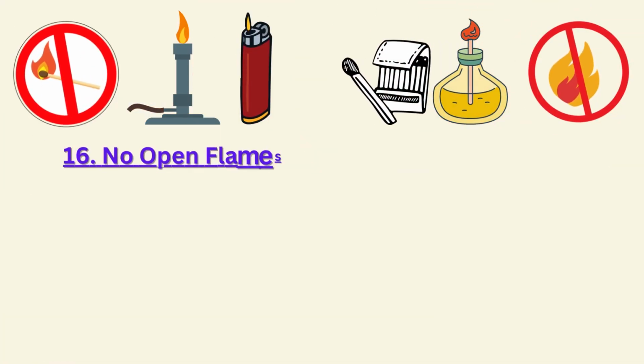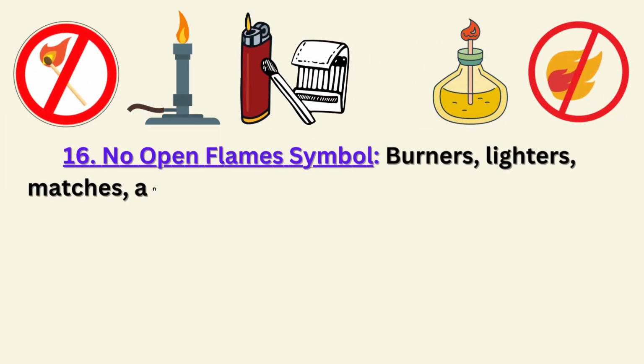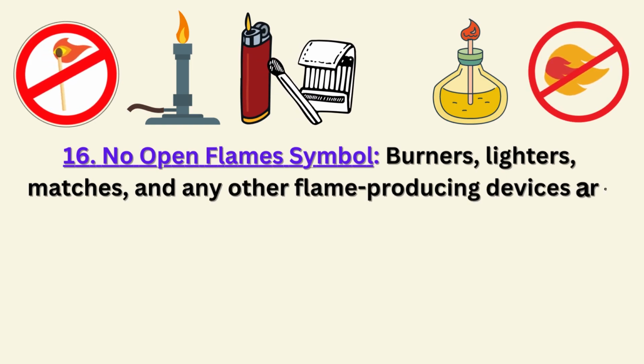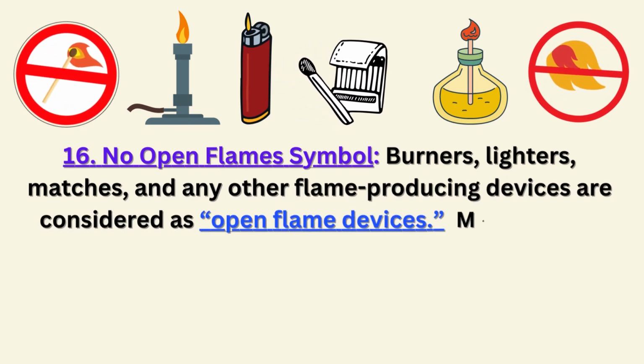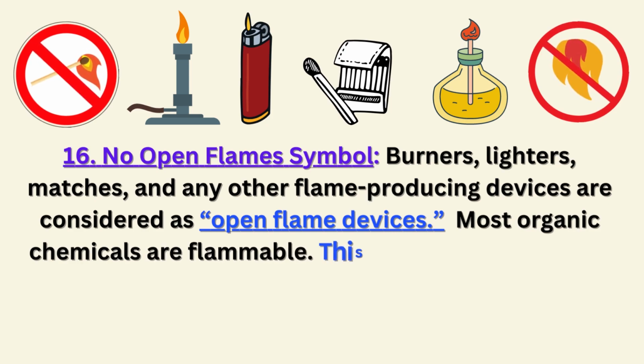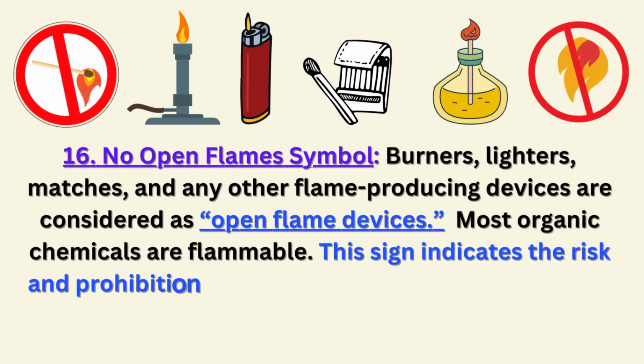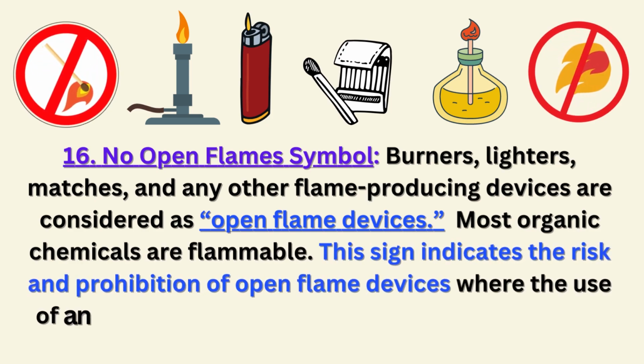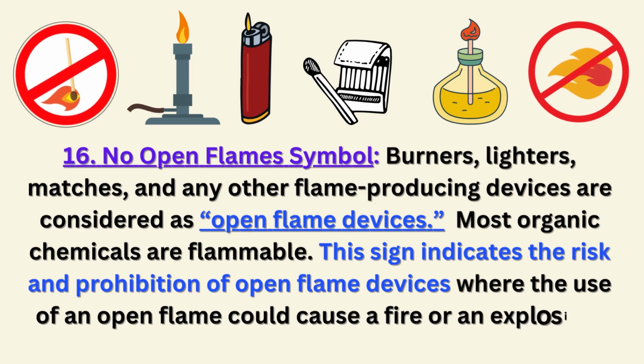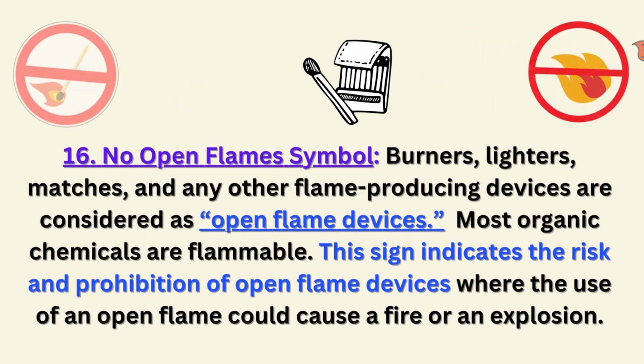16. No open flame symbol. Burners, lighters, matches, and any other flame-producing devices are considered open flame devices. Most organic chemicals are flammable. This sign indicates the risk and prohibition of open flame devices where the use of an open flame could cause a fire or an explosion.